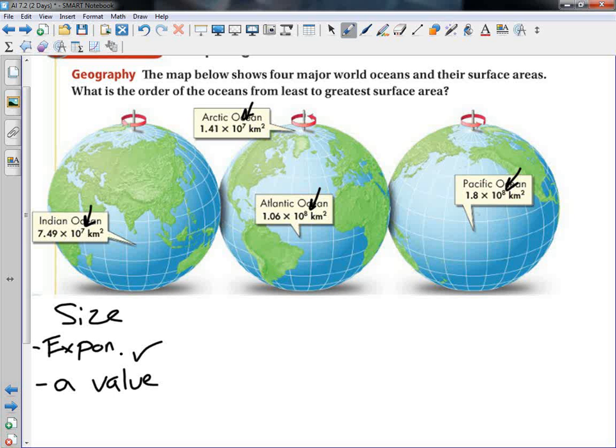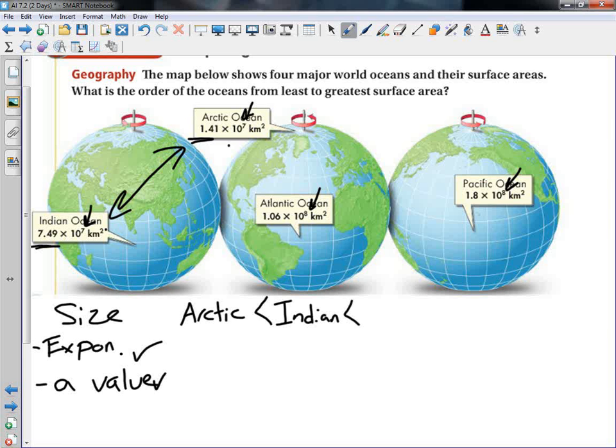Well, that automatically tells me that these first 2 are the 2 smaller ones, and the other 2 are the 2 bigger ones. Now we just have to compare them more to get the complete order, and we do that with the a value. So when looking at these 2 that both have the same exponent of 7, we need to compare the a value. The a value here is 7.49, and the a value here is 1.14, which tells me the Arctic Ocean is the least. And the Arctic Ocean is smaller than the Indian. There we go. Now we just need to order the 2 larger oceans, right?